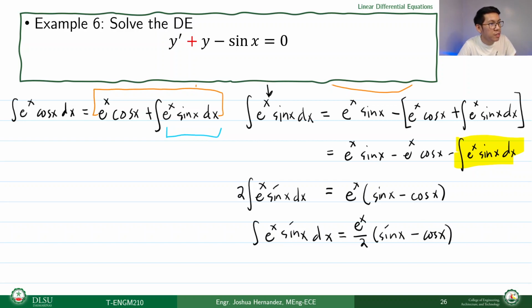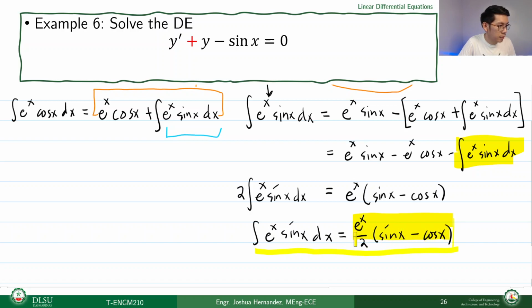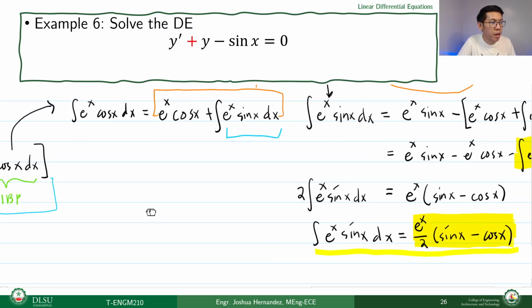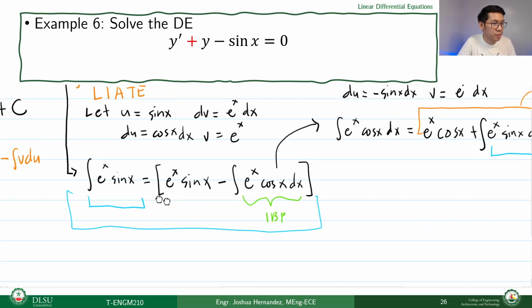May expression na tayo ngayon ng integral of e to the x sine x dx. At yun ay itong equation na ito. Yan. So, ibig sabihin, we can go back to our equation later on and then substitute this value. Itong whole value na ito. Okay. Alright. So, e to the x over 2 times sine x minus cosine x. So, let's plug that back to our equation.